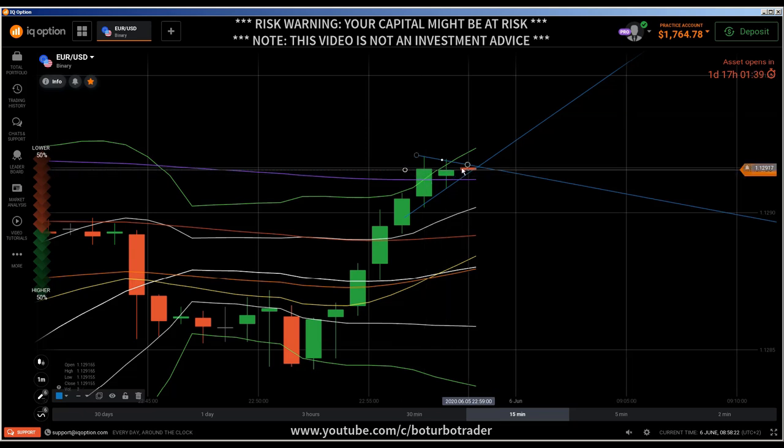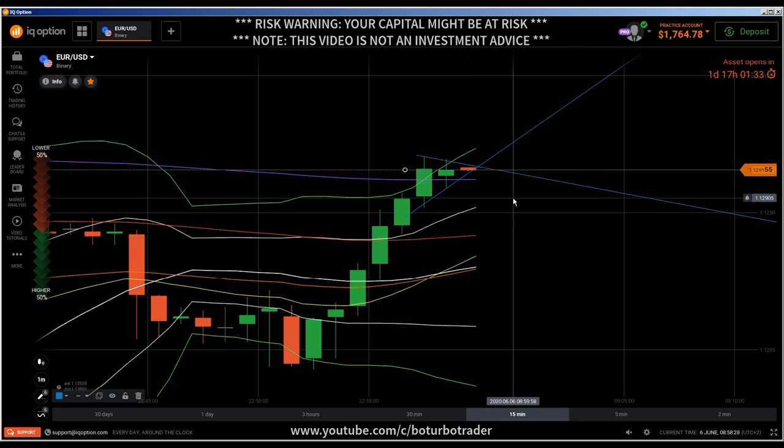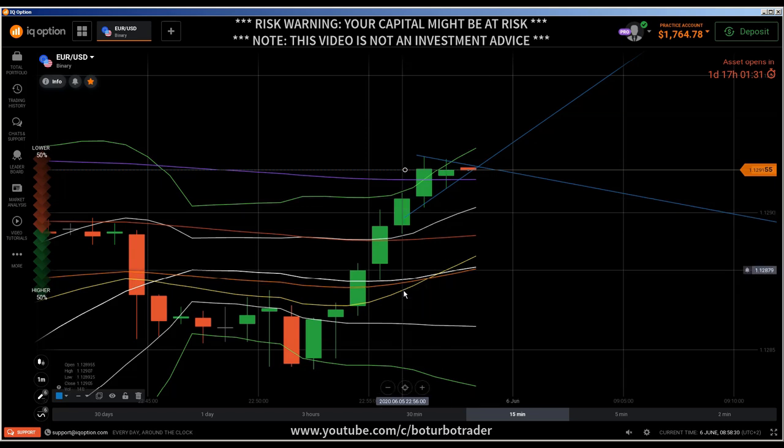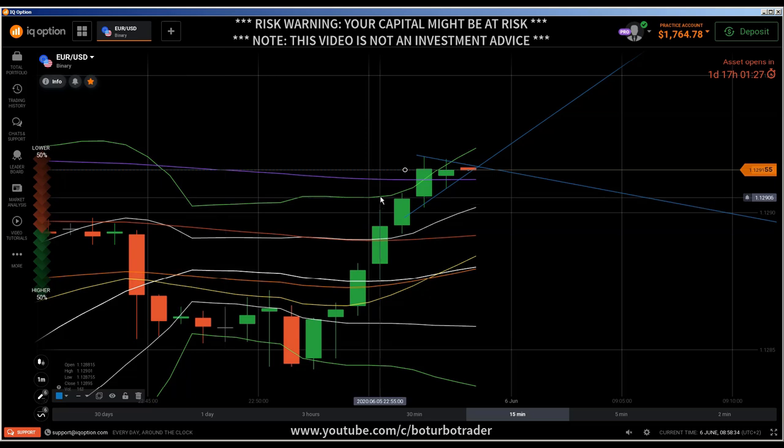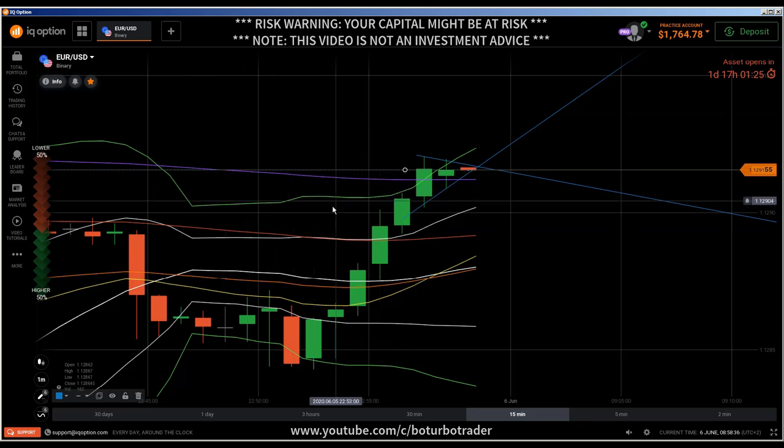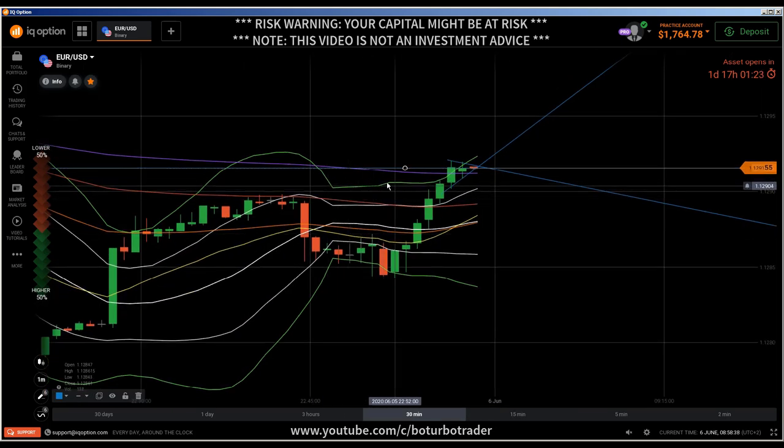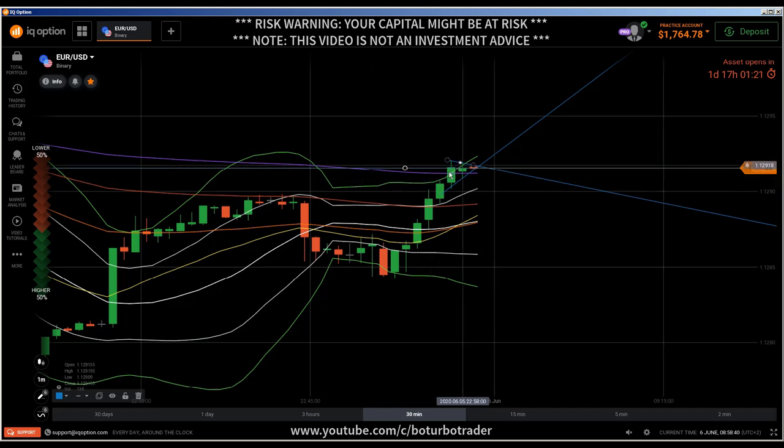I'm not expecting here a fake breakout of the 200 EMA. I would expect that the price would continue going up further, because we also have a golden cross. And we are now getting out of the Bollinger squeeze, we're going now into the Bollinger breakout.